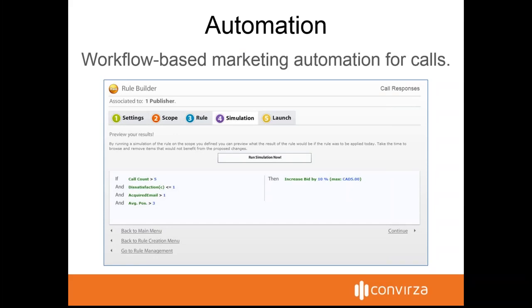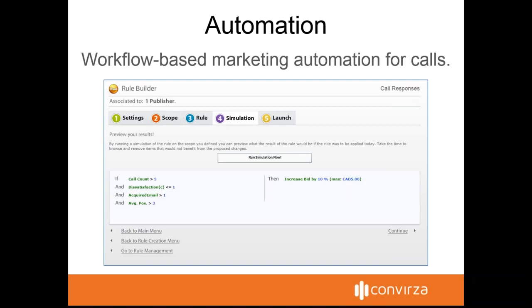The third A is automation. So workflow-based marketing automation for phone calls. This is something that if you're a marketer, you're familiar with tools like Marketo and HubSpot for your online marketing efforts. But there really hasn't been and isn't anything available in the call space that does the same thing, where you say, okay, if this happens, then do this action. Whether it's send an email, send a text message, send a workflow to the CRM, or even send a bidding update to your bid management platform if you use Kenshoo or Marin or Acquisio or a tool like that that you can actually update your bids on.